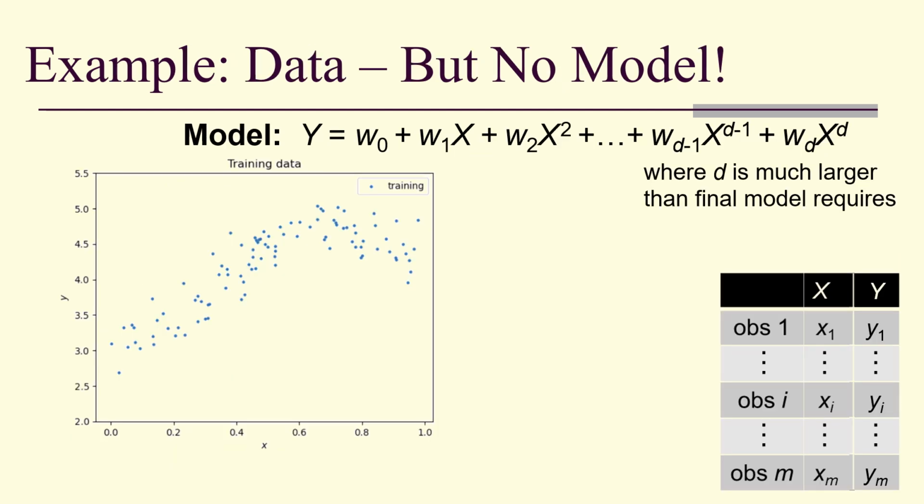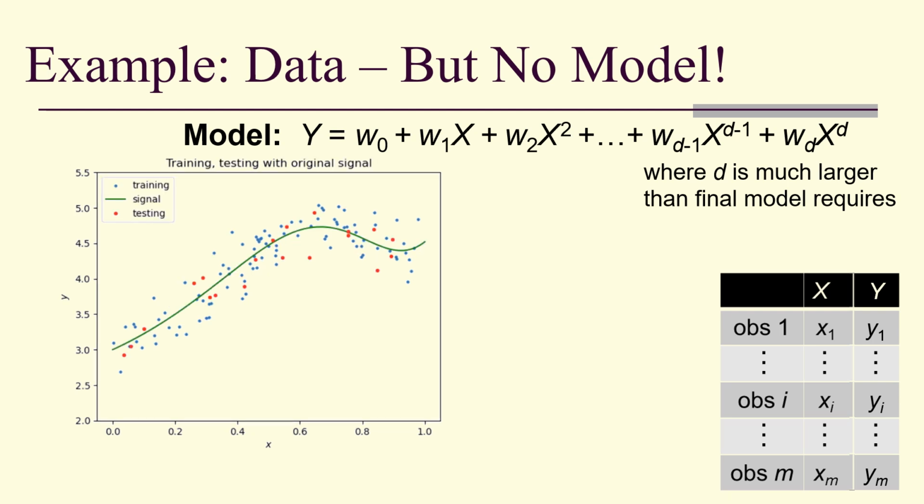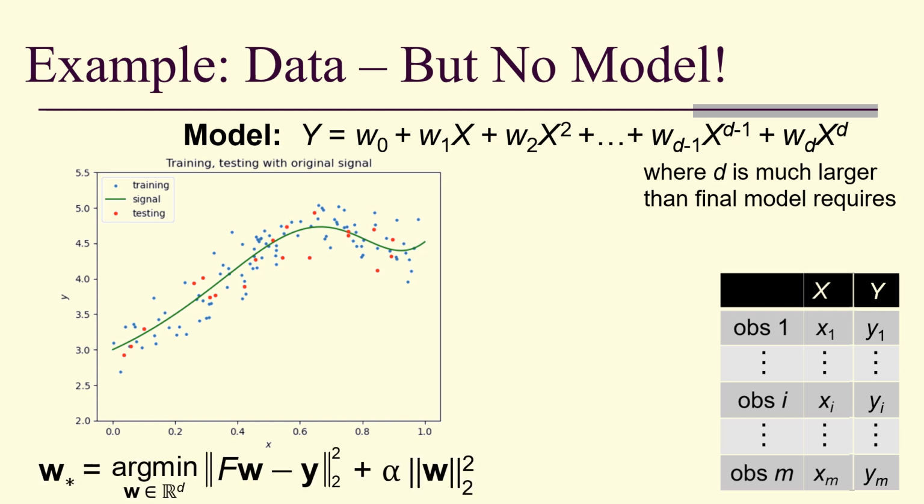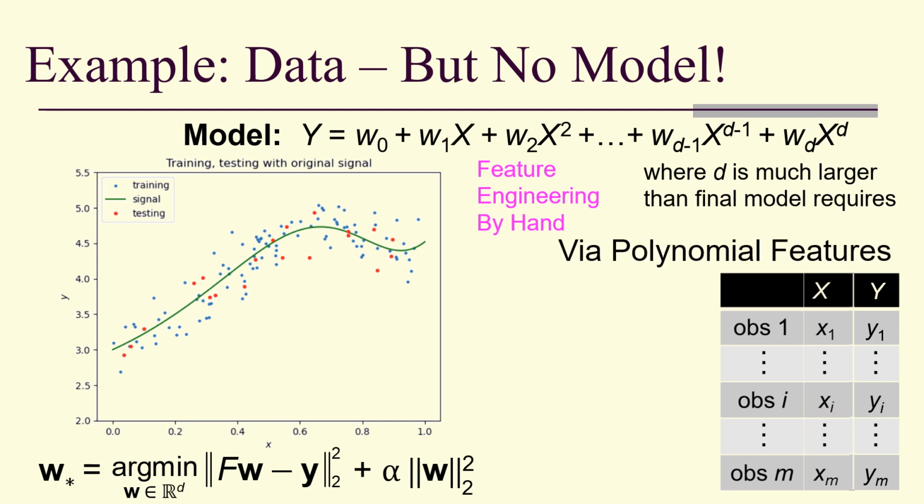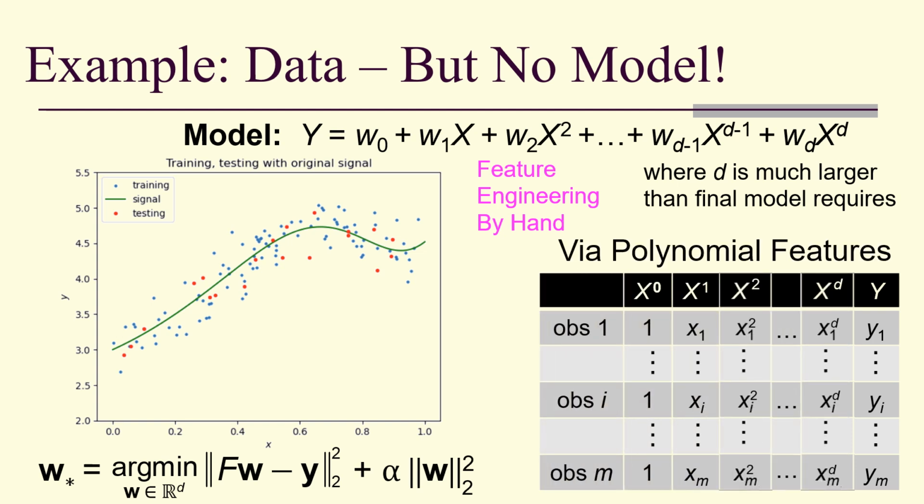So let's look at an example. We actually looked at something like this. We had x and y, and this is just in the xy plane, as you can see here. We actually got this from a signal by adding some noise, and we sampled a training set and a testing set. And then we looked at this using regularized multilinear regression. And we did the feature engineering by hand. What we did was we used polynomial features, and that means that our actual features look like this. And then we got a model using these polynomial features, which was a pretty good fit to the actual signal.